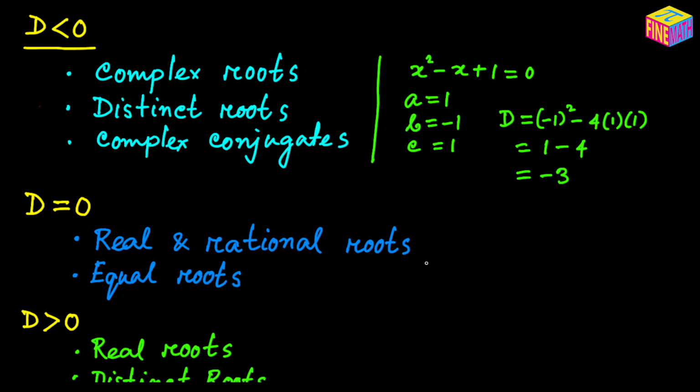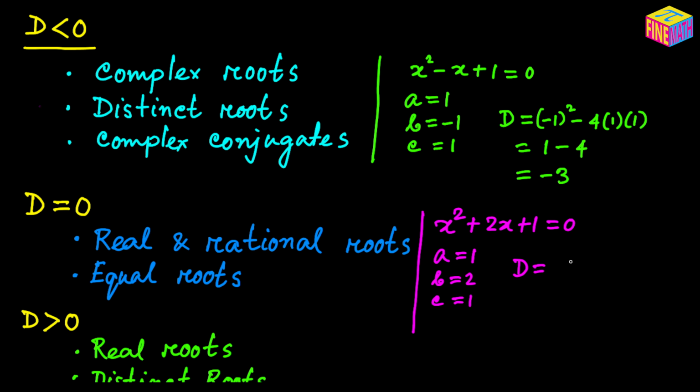Let's take an example for the second case. Here, for example, we have an equation x squared plus 2x plus 1 is equal to 0. Now here, what is a? A is actually 1. No coefficient means coefficient is 1. B is actually 2 and C is actually 1. So here D will be equal to b squared minus 4ac, that is 2 squared minus 4 times 1 times 1, 4 times a and c. So this will be 4 minus 4, which is equal to 0.